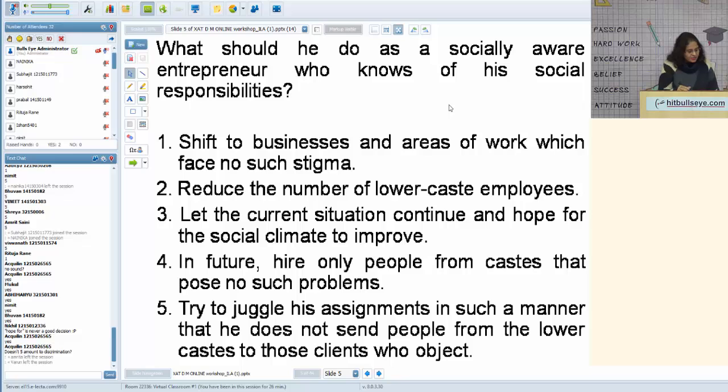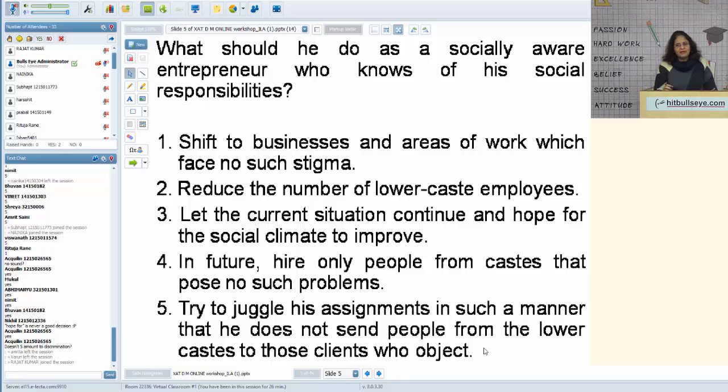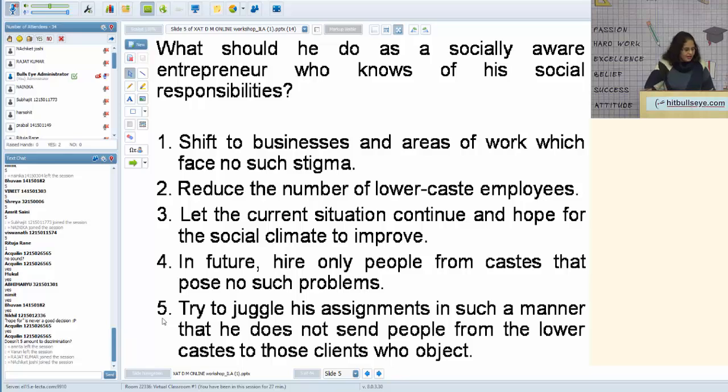So we find that it is only the fifth option that takes care of both the issues. First, that he should continue with this organization and the purpose for which it was established, and secondly, very importantly, that his clients also remain satisfied. So the fifth option tackles both the situations, it resolves the situation, so it is the correct option. Have you understood? Is it clear?